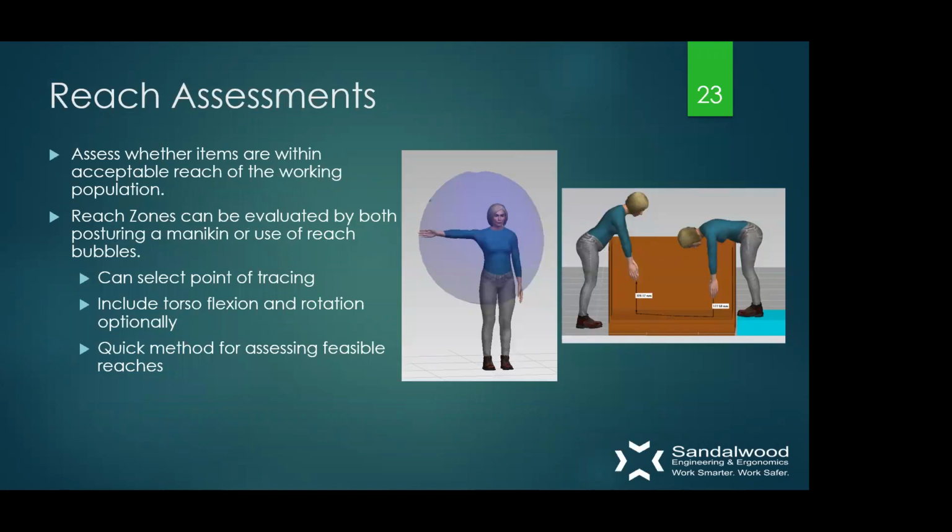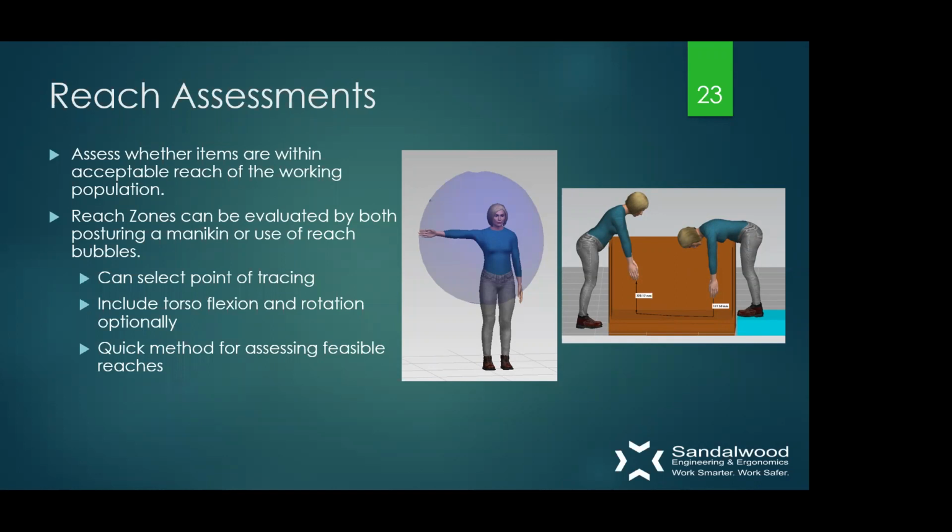Awesome. So just going to give a high level overview of a bunch of the different assessments that we can go through here. I mentioned reach assessments. They're typically done using an industry standard mannequin. So typically we're going to look at whether a shorter female can reach to an item on the line and just really identify what's within their grasp zone.